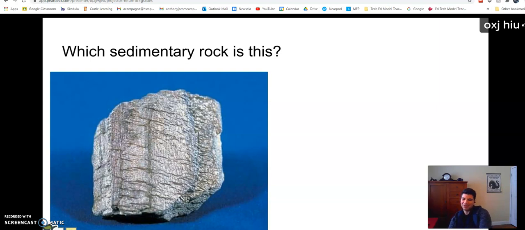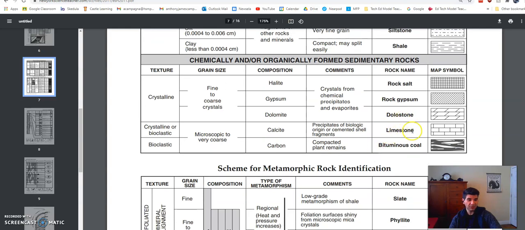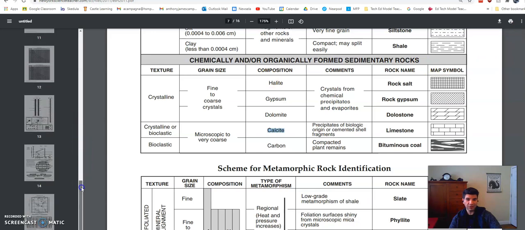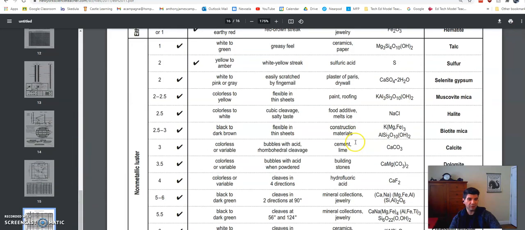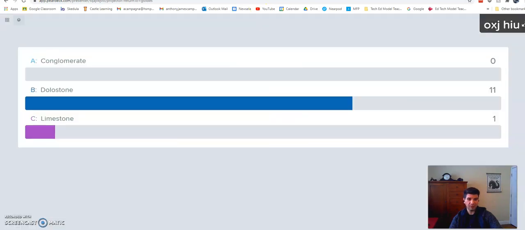So if you throw a little bit of acid on it, you'll see it bubble up if it's limestone, because limestone contains the compound calcite. Let's go to here. You can see here limestone. Limestone contains calcite. And if we go all the way to the last page in our Earth Science reference table, we find calcite, CaCO3. That's what your bones are made up of. You can see how it says bubbles with acid. So if it was limestone, it would bubble with acid, but I do have bad news for you. It does not bubble with acid, so our answer is dolostone. Good work.